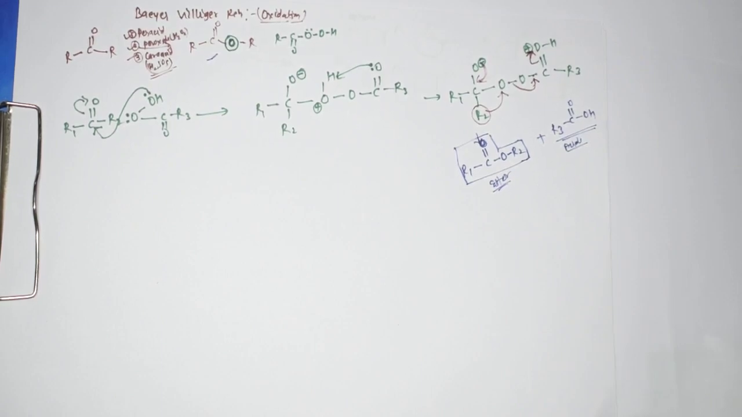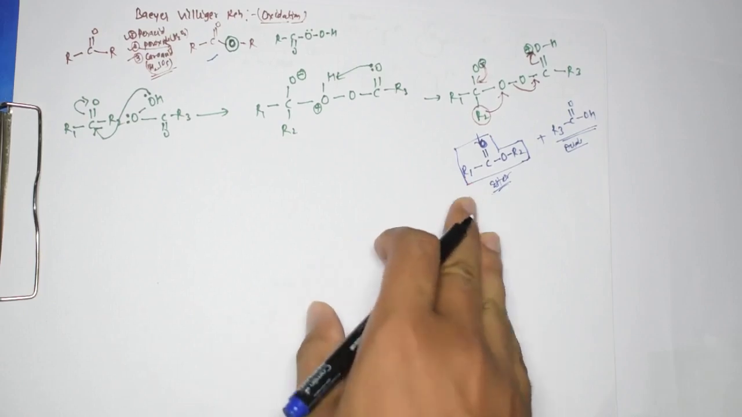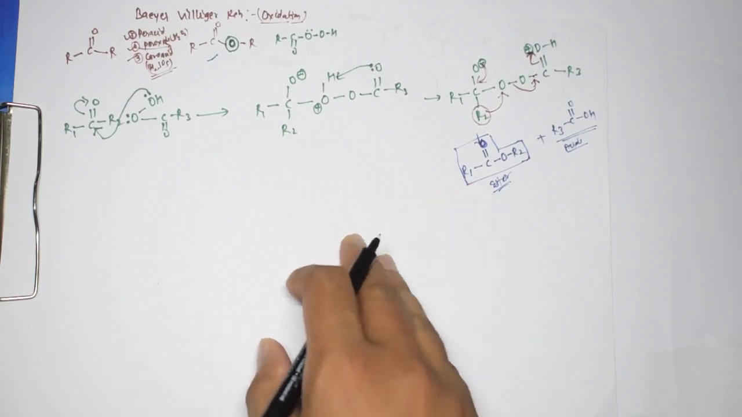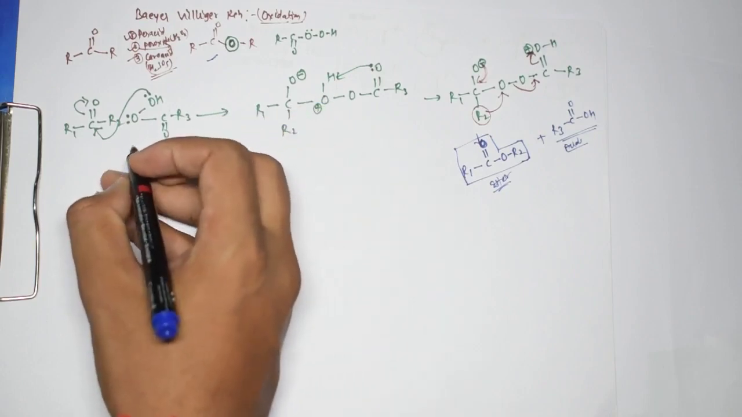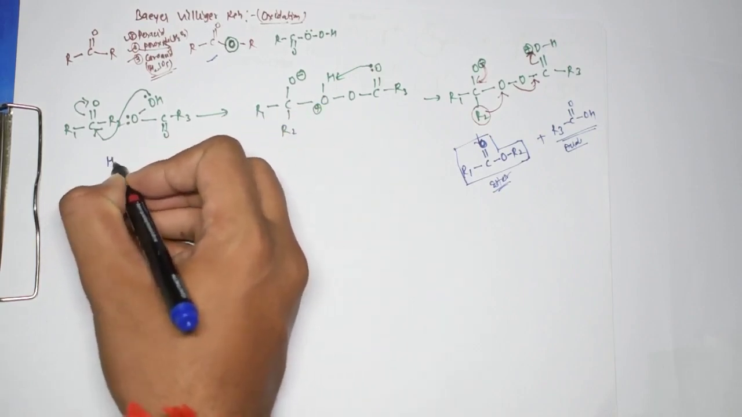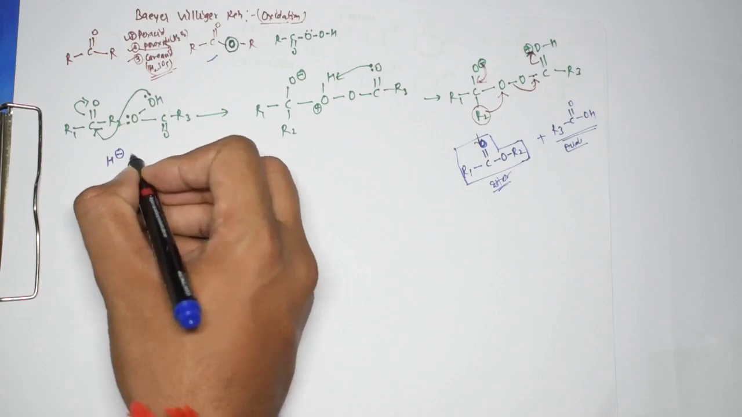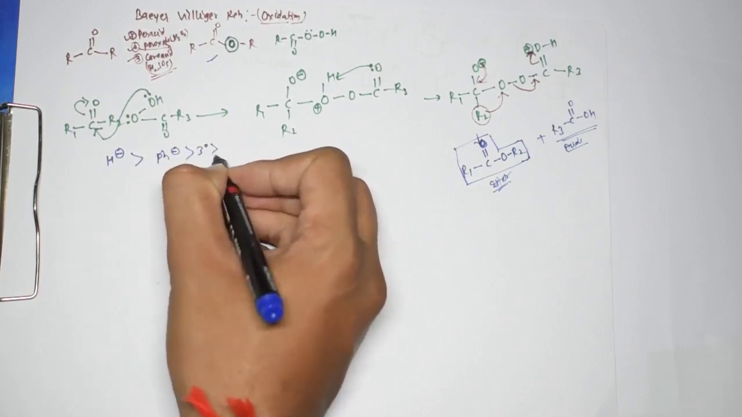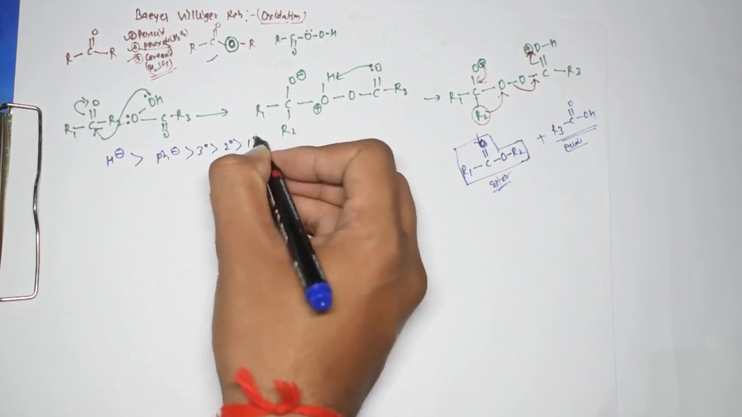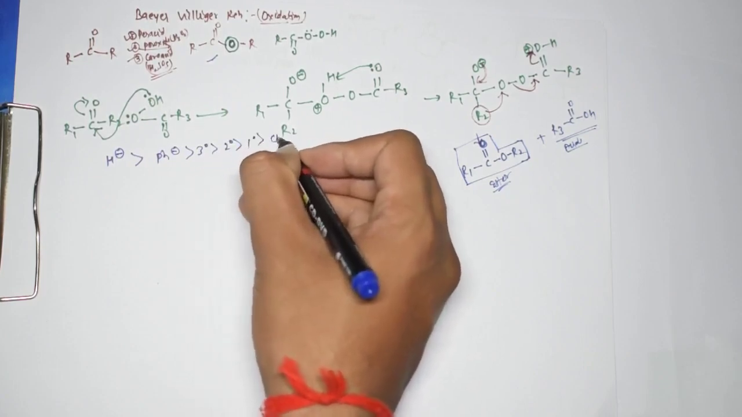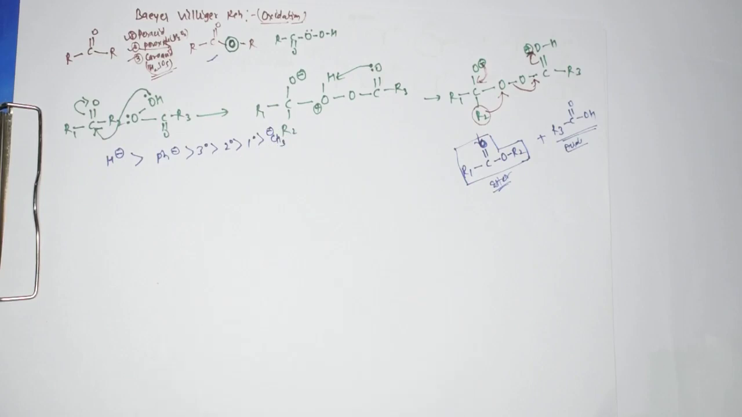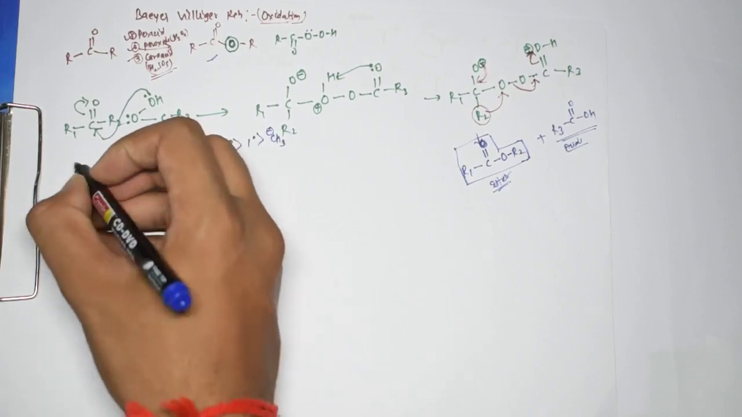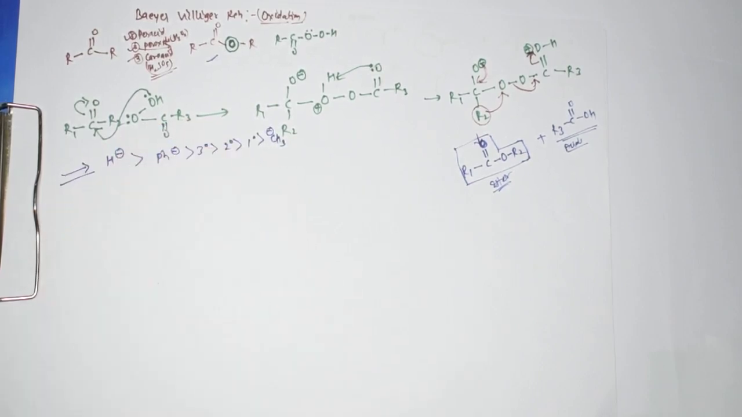Now, the question is which of R1 and R2 will migrate, right? This is totally dependent on the migratory aptitude. Here I am telling you the migratory aptitude, and please remember this. First of all we have hydride, after this we have phenyl, after this we have tertiary carbon, secondary carbon, primary carbon, and then we have methyl, right? So this is the migratory aptitude which you should know.